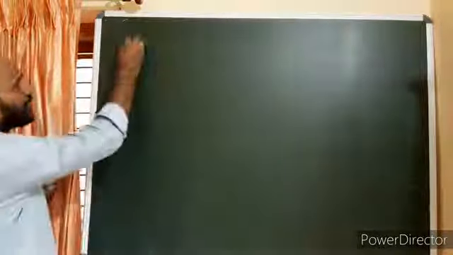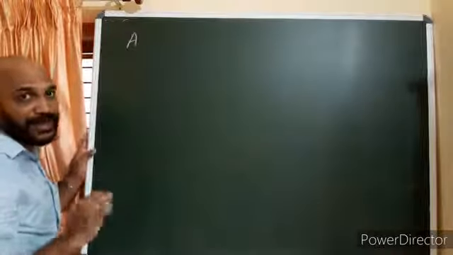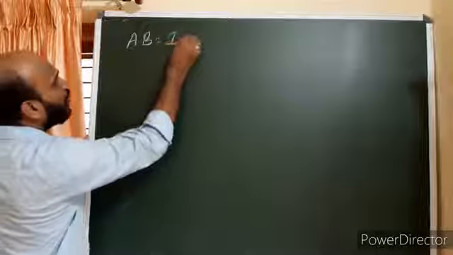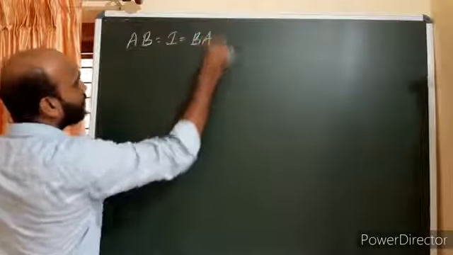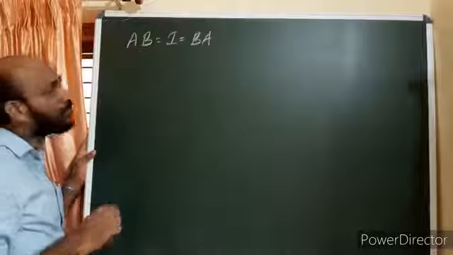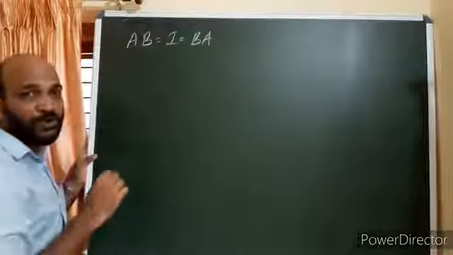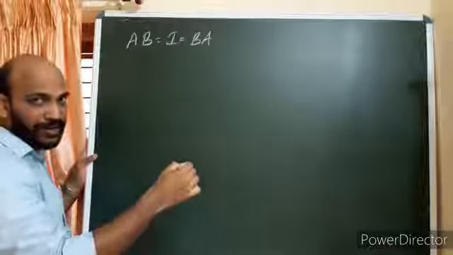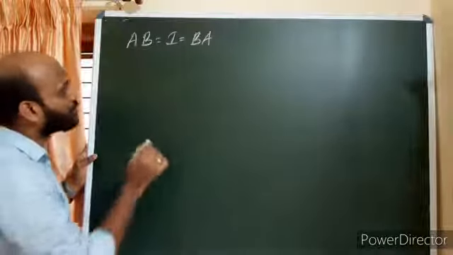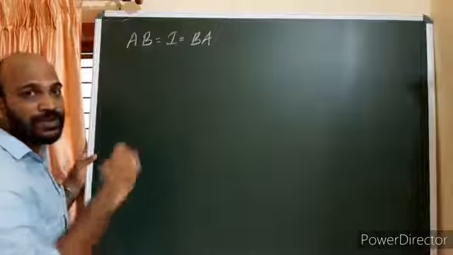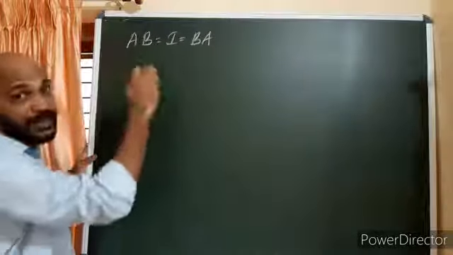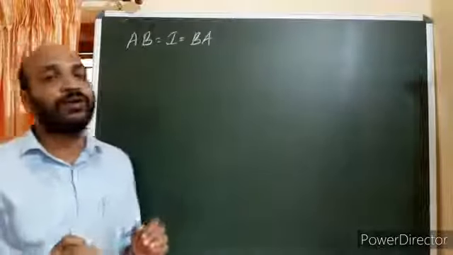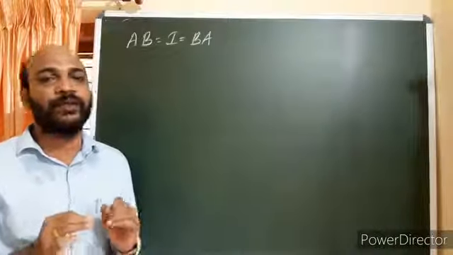For any square matrix A, if there exists a matrix B such that A into B equals I equals B into A, then B is called the inverse of A. What is the multiplicative inverse of 2? It is 1 by 2, because 2 into 1 by 2 equals 1. You are getting it. Like that we cannot do here because there is no division operation. B we cannot write as I by A. So we want to find one matrix so that A into B equals I equals B into A.